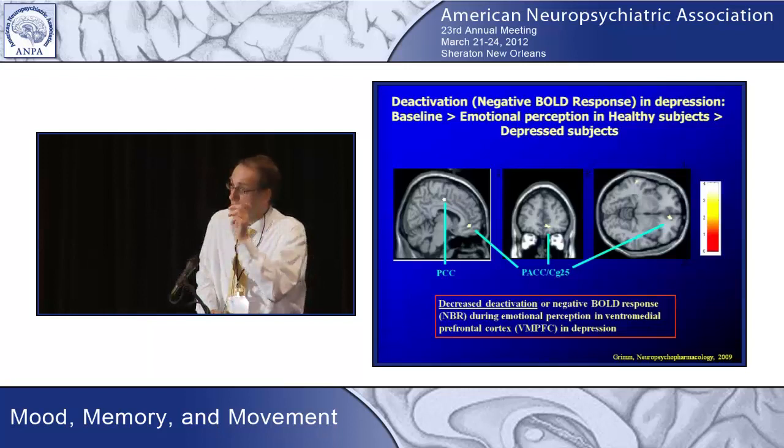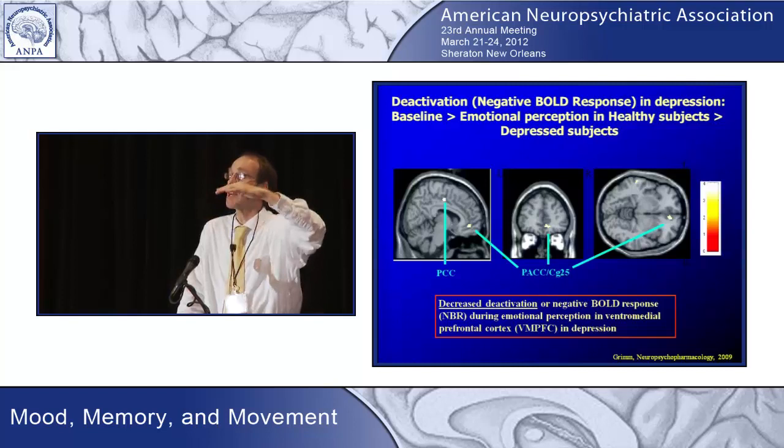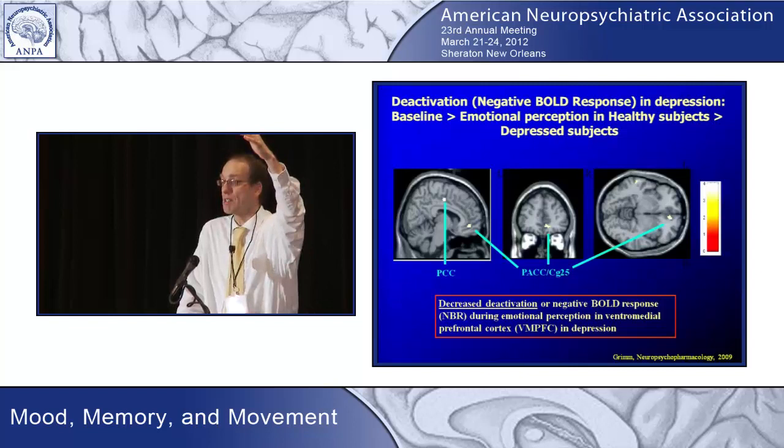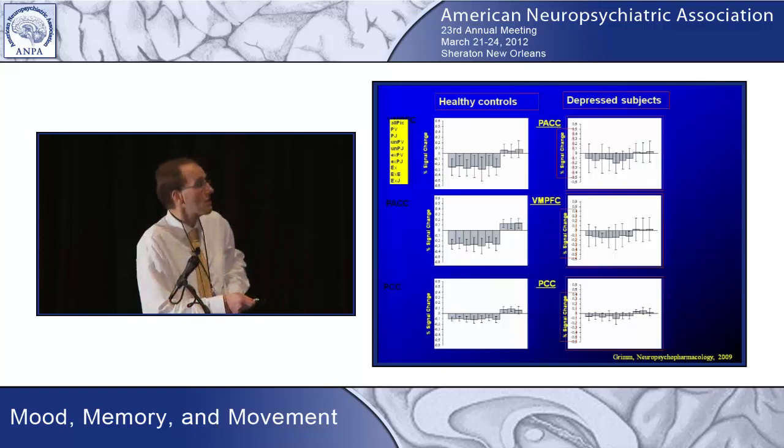And if you now would expect increased resting state activity, you would expect that the perception induces lower activity changes in depression than in healthy subjects. Because if you start from a higher point, then of course, in an absolute sense, you can induce less changes. And this is shown in these slides. You see here the healthy subjects.